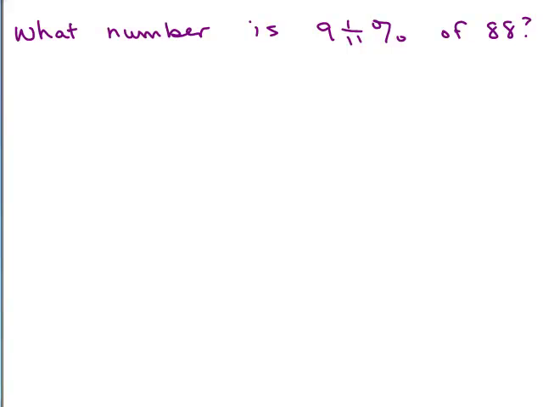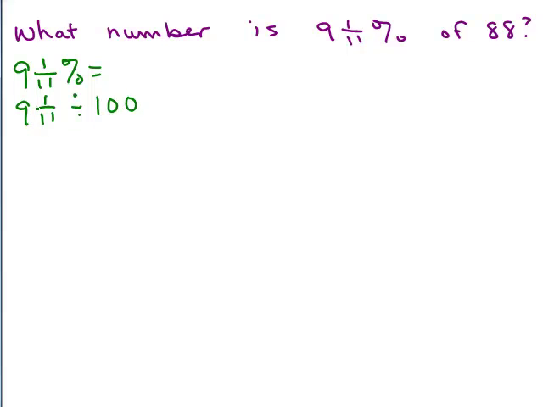All right, let's try another one. What number is 9 1/11% of 88? Well, this one is slightly different because I have 9 1/11%. You cannot write that as a decimal without rounding. So our only choice here is to rewrite 9 1/11% as a fraction. So let's go over on the side and remember how to do that. 9 1/11% means 9 1/11 divided by 100. Right? The percent sign means out of 100, so this means divided by 100.